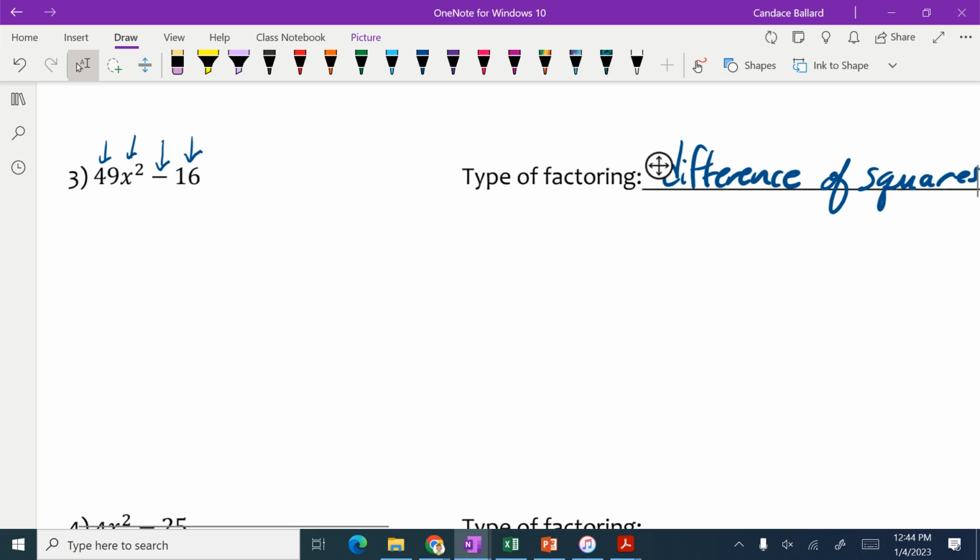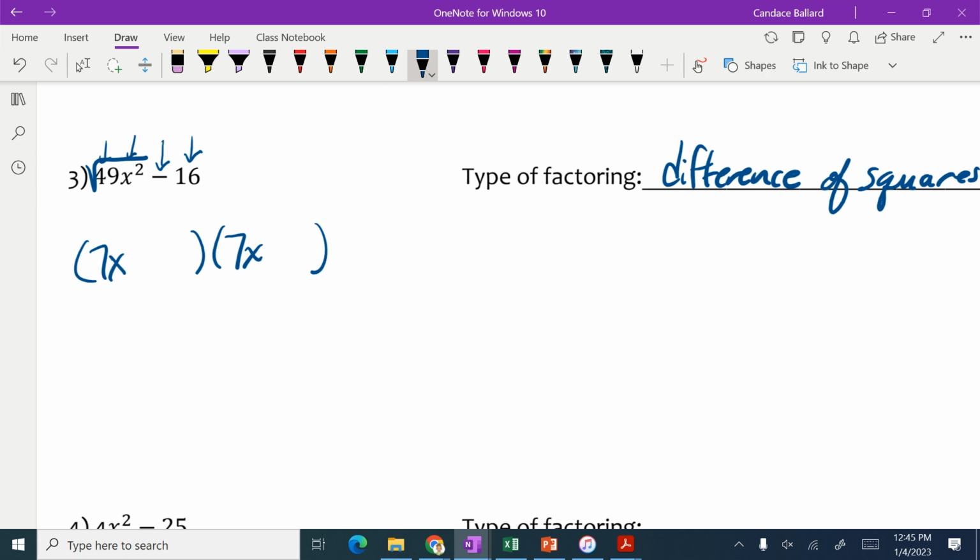All right. Difference of squares factoring is really the easiest one. At least I think it is. Okay. We know it has to factor into a binomial times a binomial. We're going to take the square root of the first one. So what's the square root of 49? What's the square root of x squared? So we write 7x up front.